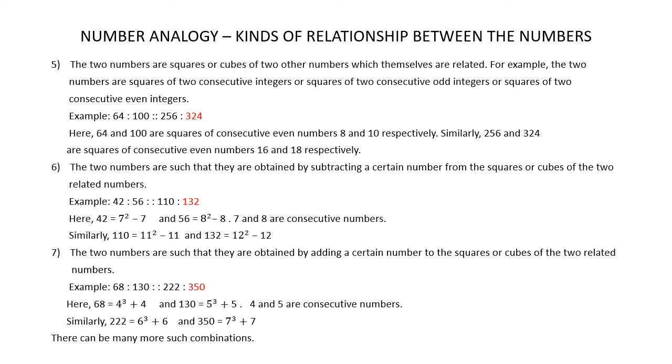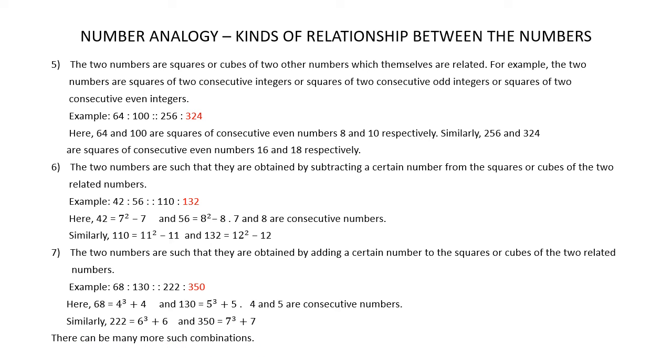Similarly, the third term 222 is nothing but 6 cubed plus 6. The next consecutive number after 6 is 7. So the fourth term will be 7 cubed plus 7, which is 350. So if 68 is to 130, then 222 is to 350. There can be many more such combinations.